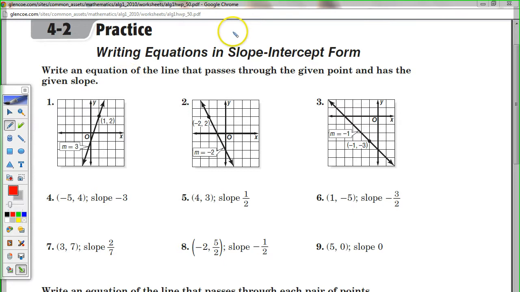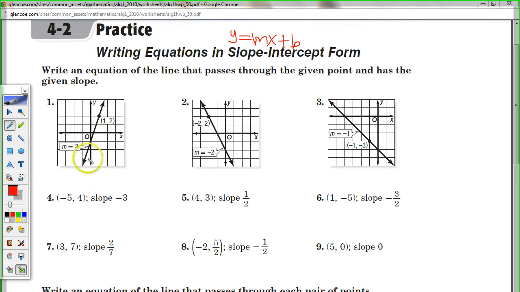Again, you're going to get tired of this, but slope-intercept form is y equals mx plus b. You should be getting sick and tired of that by now. Mx plus b. Alright, so here we go.